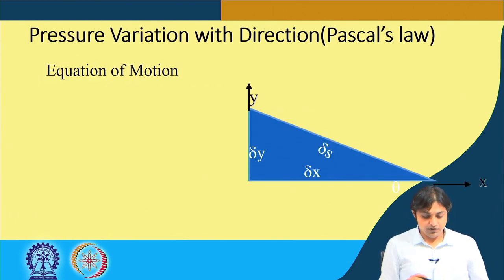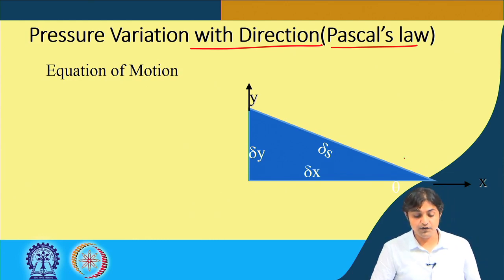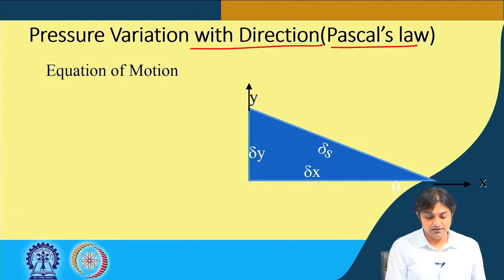First we are going to see Pascal's law, which is pressure variation with direction. Very simple. This triangular element shown here is a fluid element. The length in x direction is delta x. This angle is theta. In y direction the length is delta y, and delta s is the length of this surface.